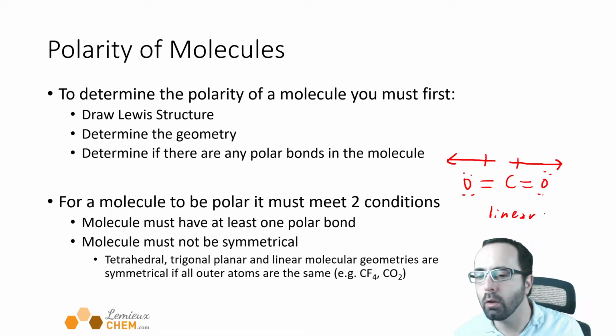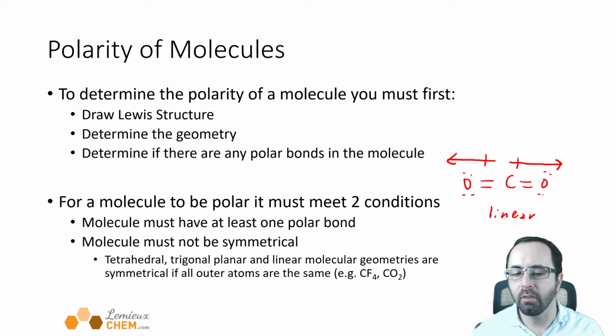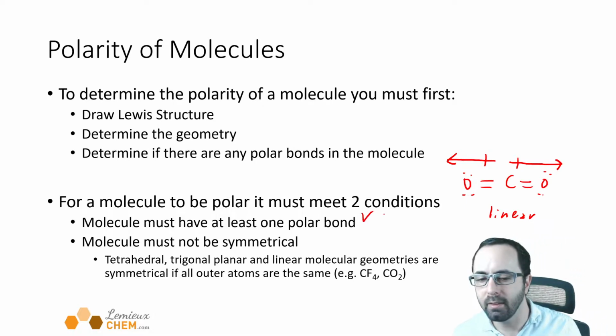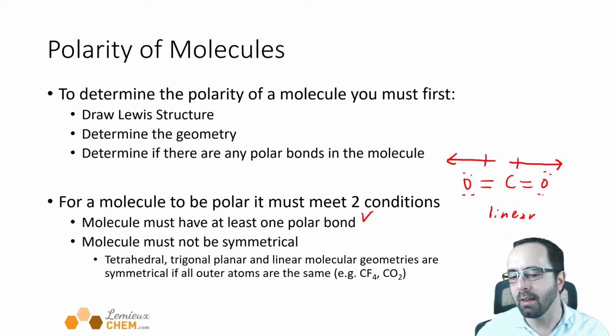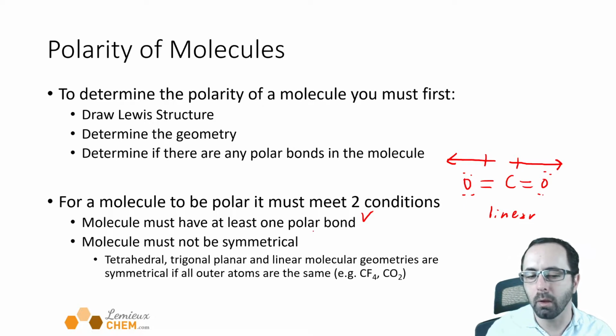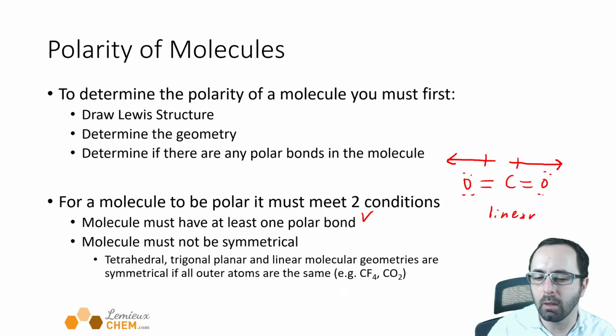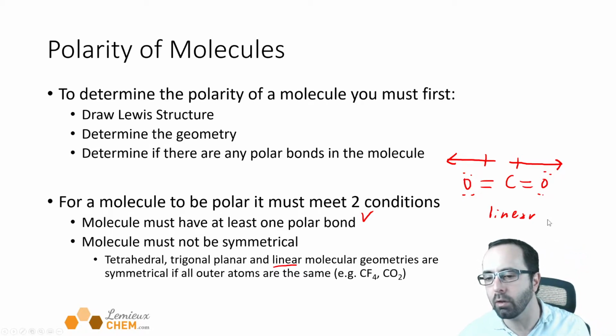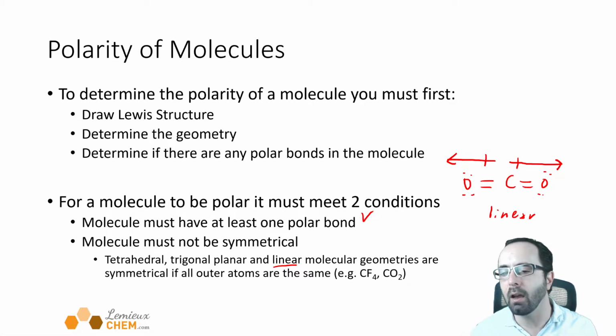So for a molecule like CO2, we meet the first condition. Does this molecule at least have one polar bond? Yes, it does. But we don't meet the second condition because the molecule must not be symmetrical. Due to its linear shape and the fact that both of these atoms are oxygen, equally strong in pulling electrons, they are pulling exactly opposite to one another.